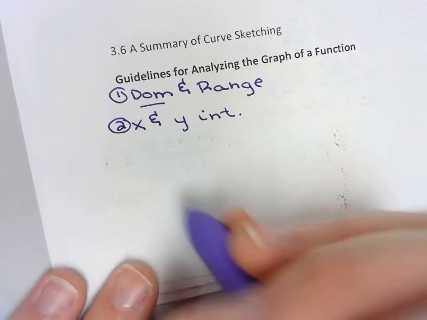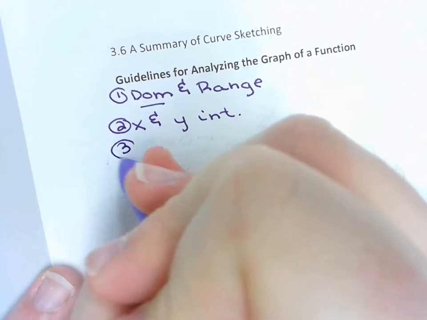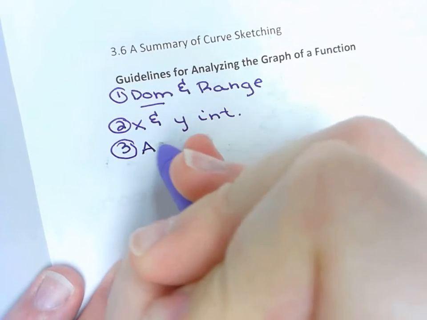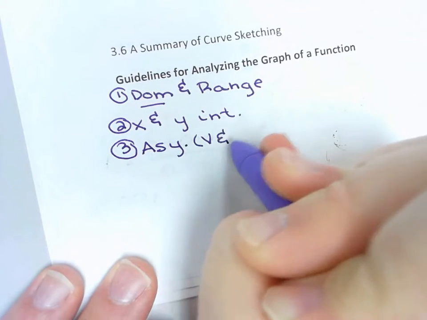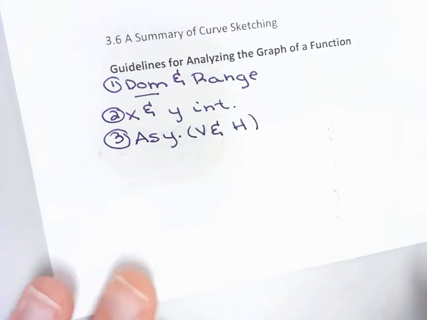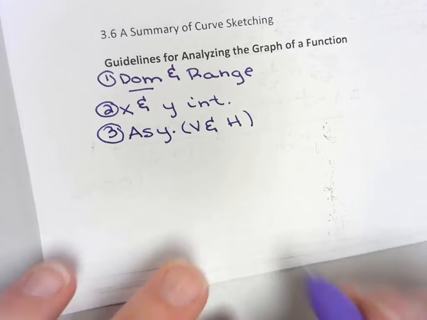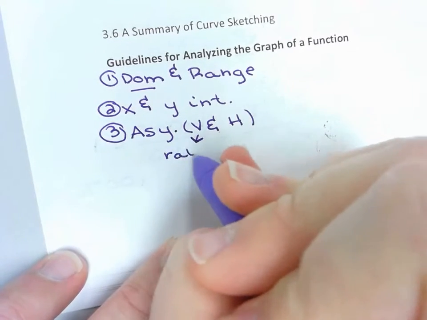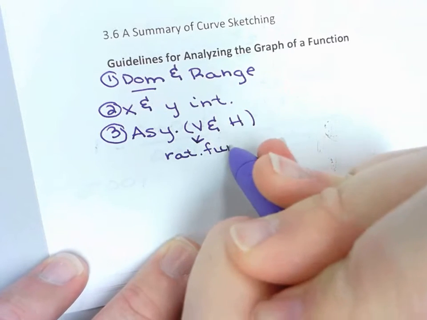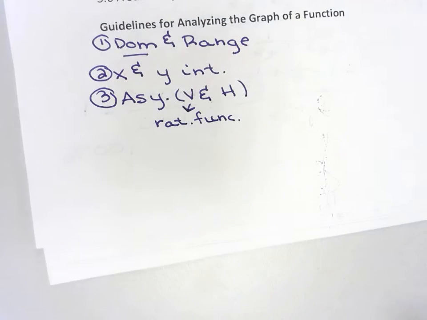Third one, check for asymptotes, vertical and horizontal. So if I'm looking for vertical asymptotes, we're looking for rational functions, which we kind of did on 59. Where can this graph not exist? What x values can this graph not exist at?